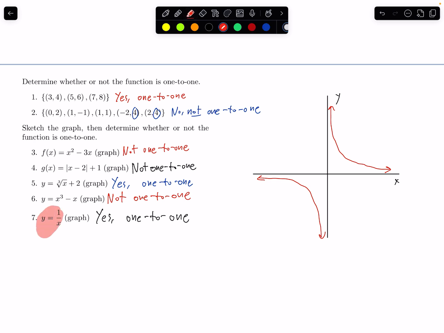And you know what? Fun fact, guys. This guy happens to be its own inverse. One of those few occasions where it's its own inverse.